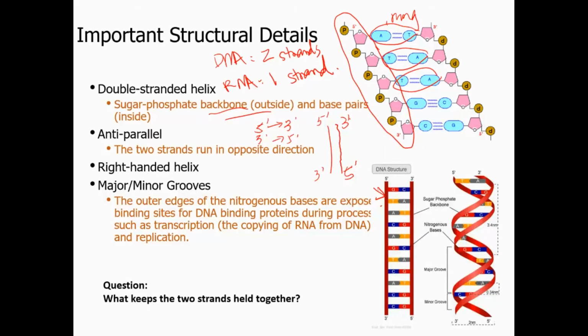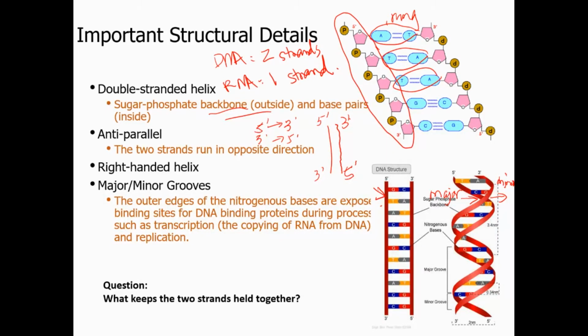The last feature is that you are going to have a major and a minor groove in the DNA structure. So look at the bottom picture right here. You can see this is a larger groove, right? So that's the major groove. And then over here, this is a smaller groove. So this is going to be the minor one, all right? So you are going to see major and minor grooves in that double helix structure.